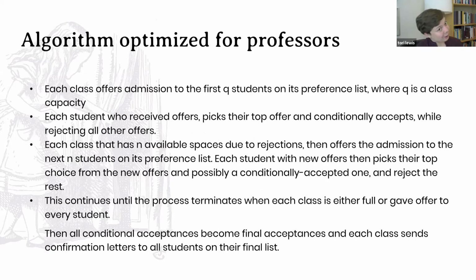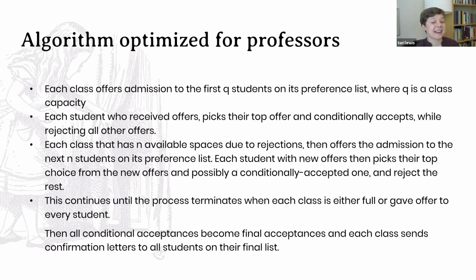There's a different way that this algorithm can be optimized, which is optimized for professors. In this case, each class offers admission to the first Q students on its preference list, where Q is the class capacity. Each student who received offers picks their top offer and conditionally accepts while rejecting all other offers.